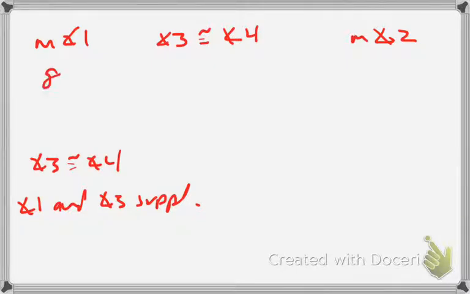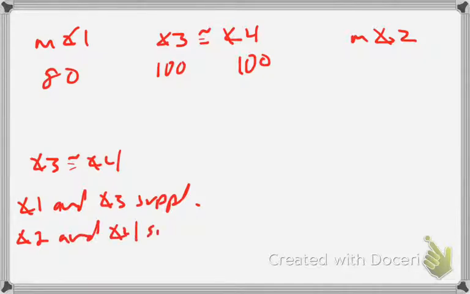And the measure of angle 1 was 80. Then that means the measure of angle 3 would have to be 100, right? Well, because 3 and 4 are congruent, that means angle 4 is going to be 100 degrees as well. Now what if we knew that angle 2 and angle 4 were supplementary?